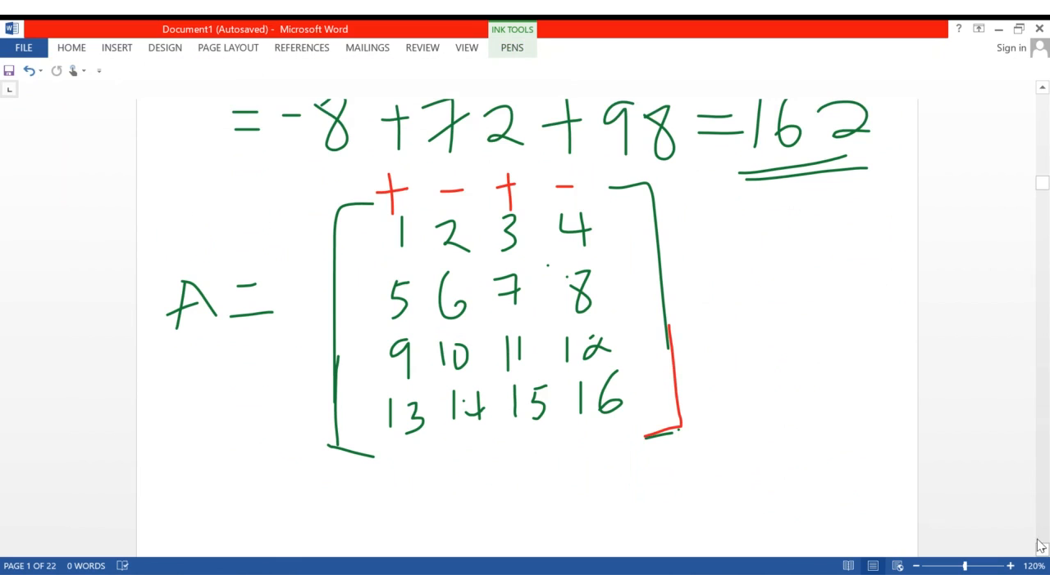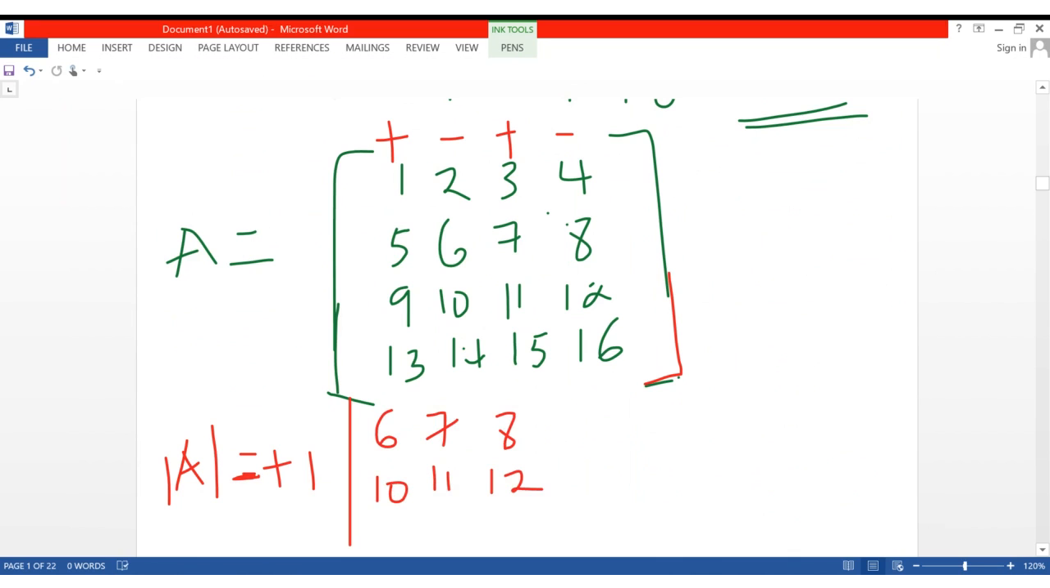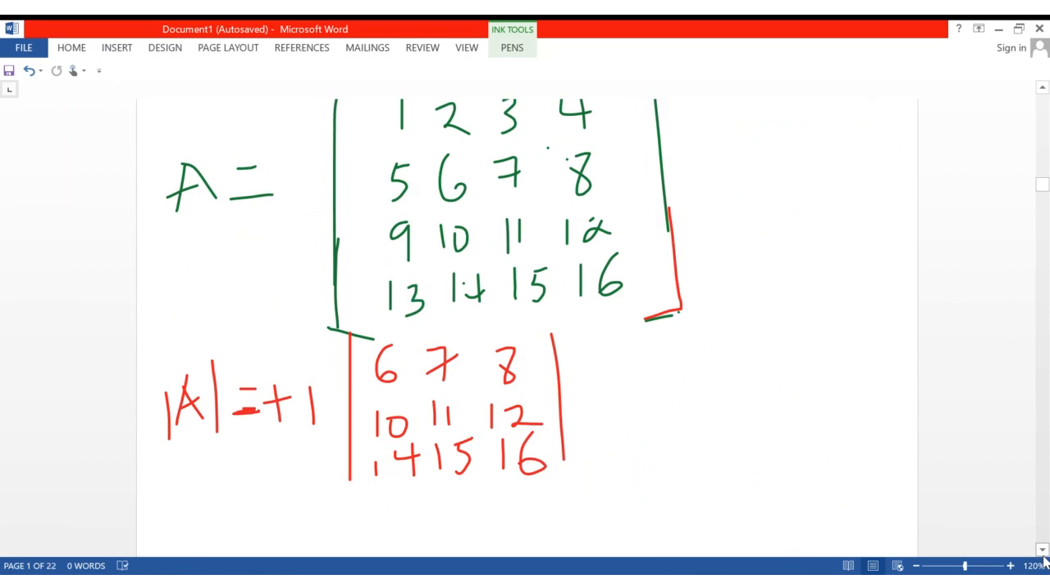Then what you need to do now is to reduce by blocking again. The first element, I'll have positive 1. This one is just for your sake, positive 1. When I block, I'll end up with 6, 7, 8, 10, 11, 12, and then 14, 15, and 16. I'm just showing you for the first element. So you can see what you have here: positive 1, and you've reduced your matrix to a 3 by 3.